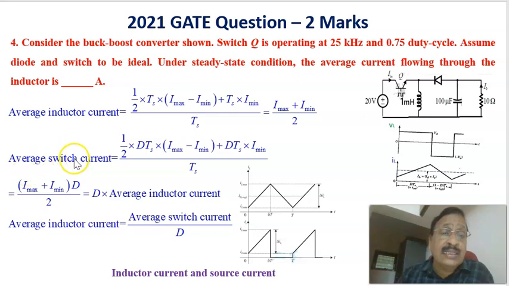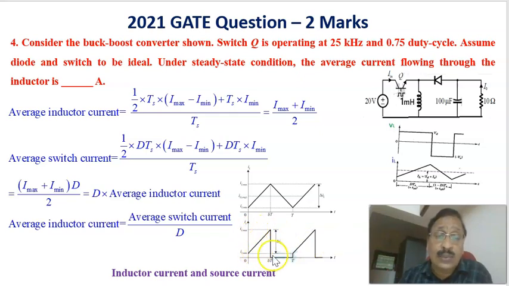Then the average switch current. In order to find out the average switch current, here when the switch is on, it is the same as this one, the same current components. Whatever current is flowing through the inductor is going through the switch also. Therefore, it is the same current. But when the switch is off, the current suddenly changes to 0. Therefore, this is the current through the switch. In the same manner, we can find out the average current through the switch.